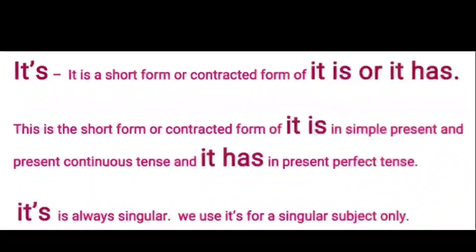Next is it apostrophe s. It is a short form or contracted form of it is or it has. This is the short form or contracted form of it is in simple present and present continuous tense, and it has in present perfect tense. It apostrophe s is always singular. We use it for a singular subject only.